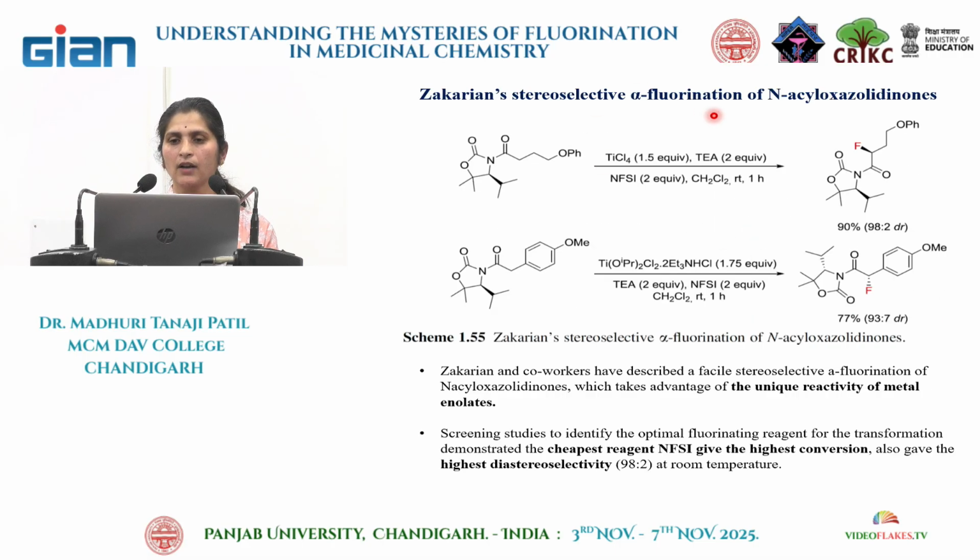Zakarian stereoselective alpha fluorination of N-acyl oxazolidinone. For this compound, if you want to do fluorination at the alpha position of this carbonyl, you can do it with the reactivity of metal enolates. You have to form that enolate, and that metal enolate will further react with NFSI, which is an electrophilic reagent, and you can have this fluorine here. If you use a catalyst like this, you can get diastereomeric selectivity of 93:7. So you have to remember these things.